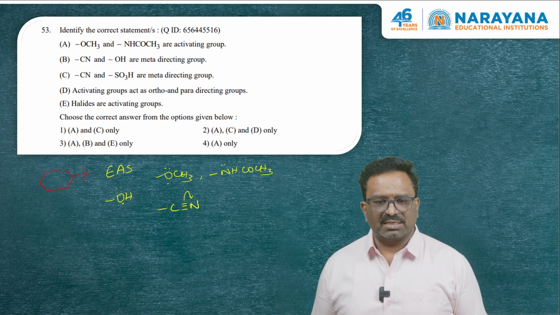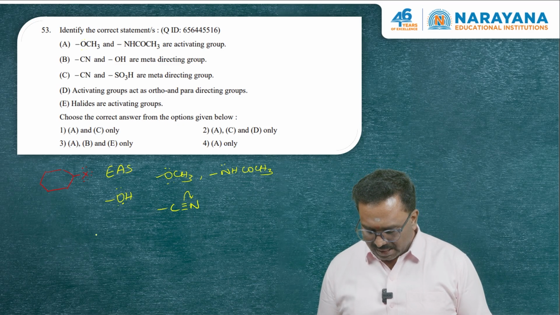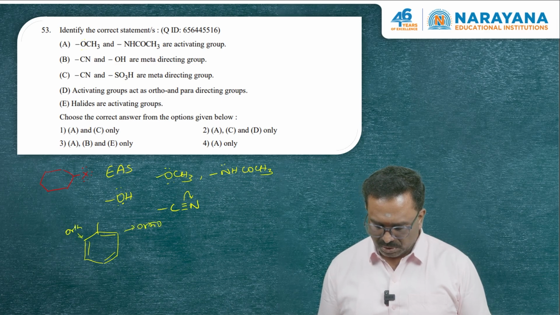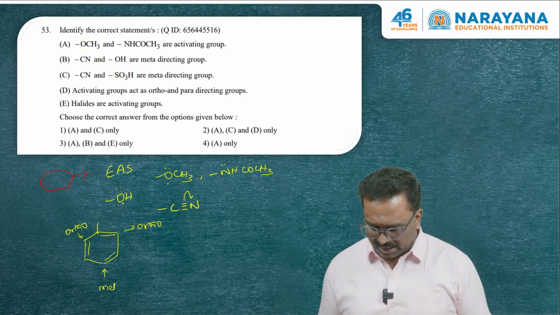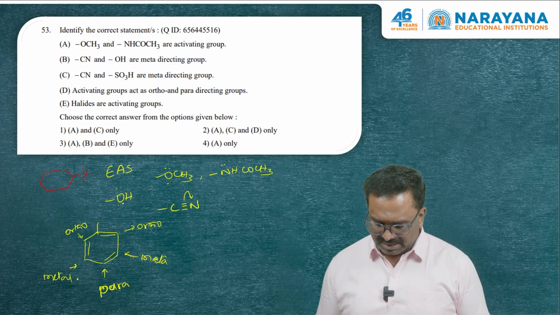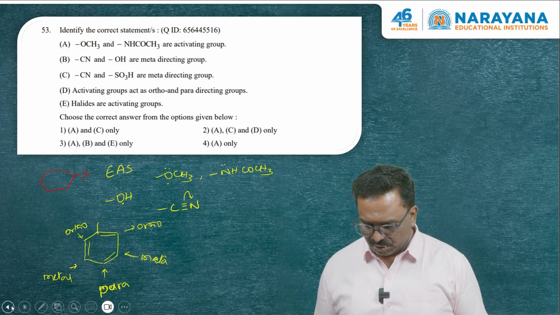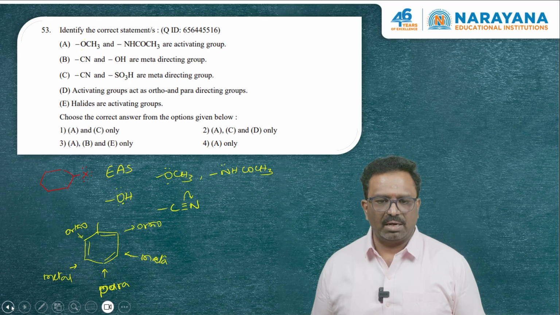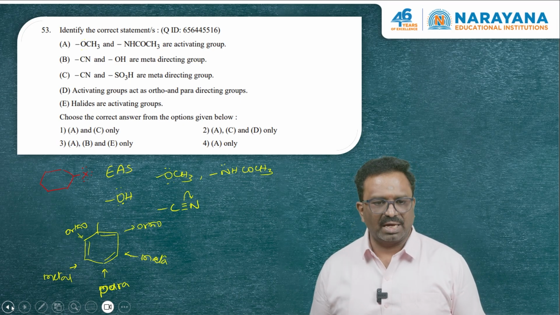Activating groups act as ortho-para-directing groups, that is correct. They increase electron density at both ortho and para positions. The ortho positions are adjacent to any group, the opposite position is the para position, and the remaining two positions are meta positions. So there is an increase in electron density at the ortho and para positions, which increases the possibility of electrophile attack there. So option D is also correct.